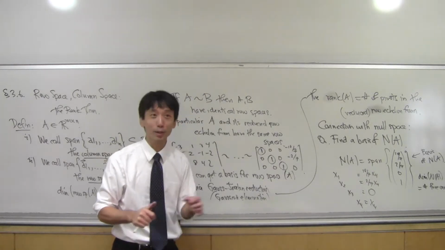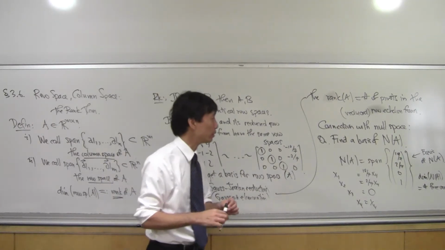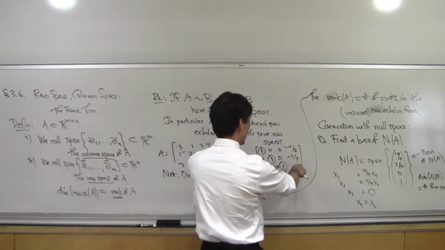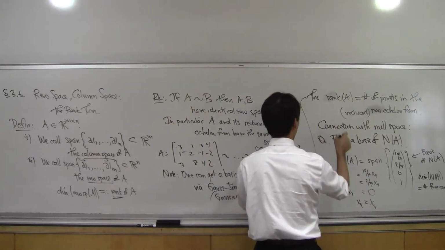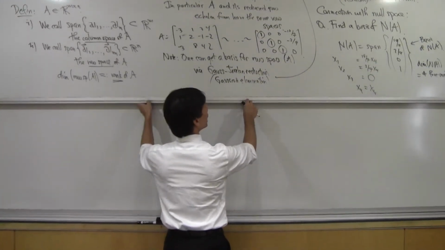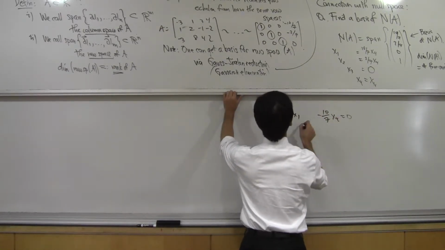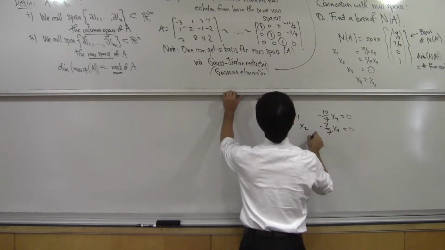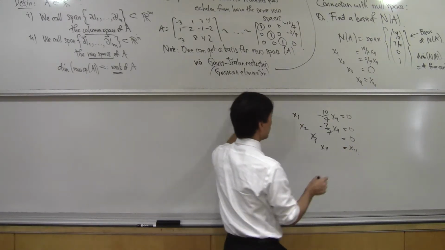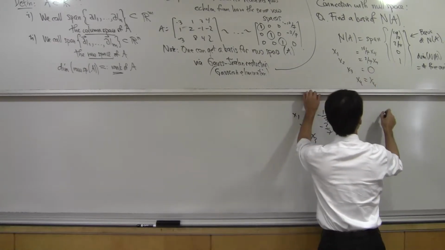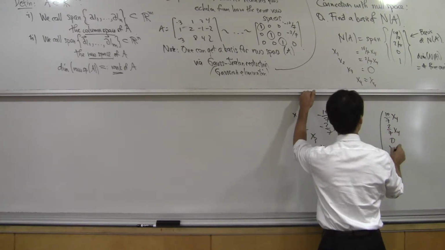Everybody all right? Can you explain how you get the null space? Remember, you reduce down to here, and then you say, well, x1 minus 10 sevenths x4 equals 0, x2 minus 2 sevenths x4 equals 0, x3 equals 0, and x4 is just x4. And so x1 has to be 10 sevenths x4, x2 has to be 2 sevenths x4, x3 has to be 0, and x4 is just x4.